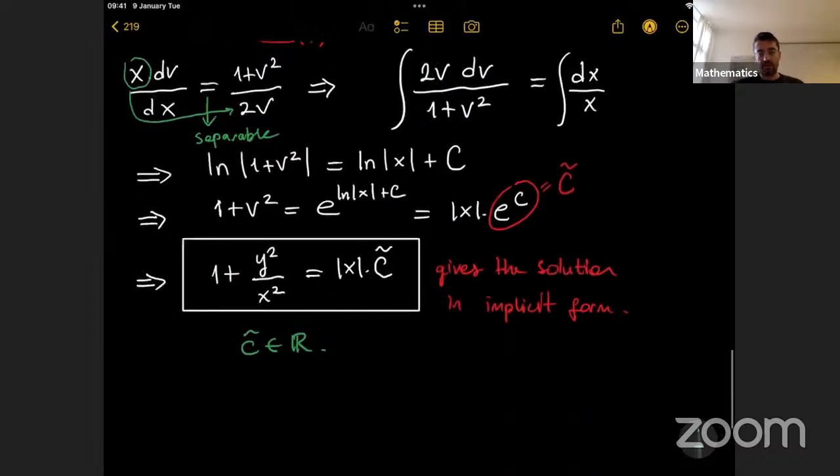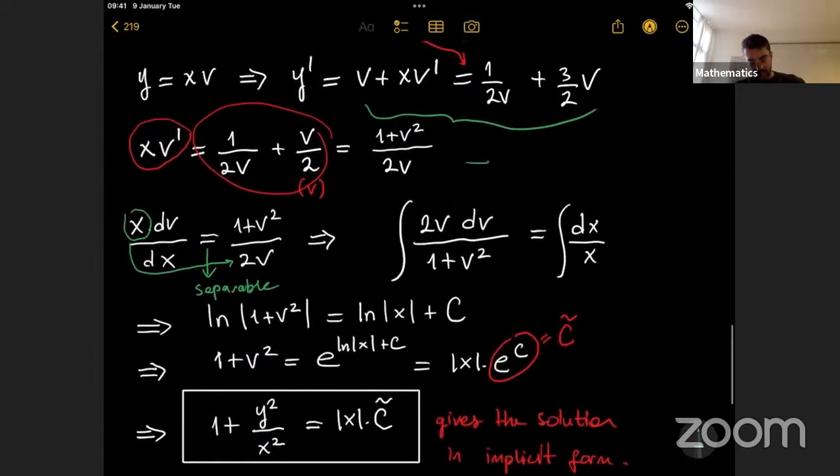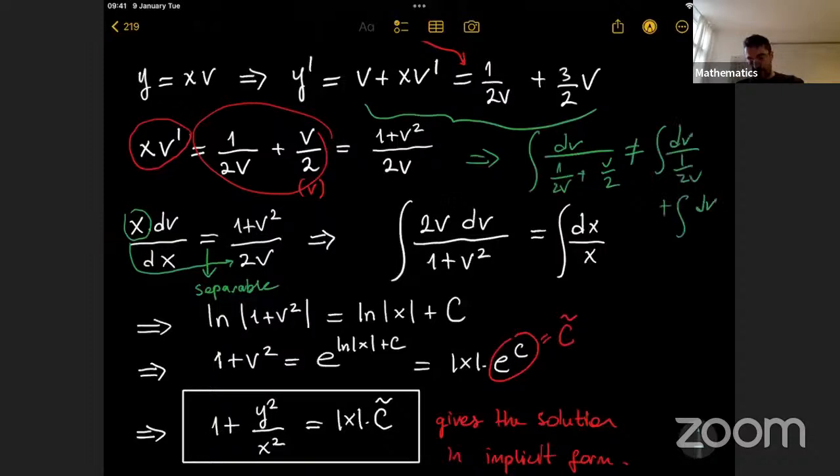Well, the thing is, when you write it like this, maybe I will explain here. When you say dv over 1 over 2v plus v over 2, how do you integrate this? You cannot separate the integral here, okay? Because this is not like a plus b, it's like 1 over a plus b, okay? So this is not the same as dv over 1 over 2v plus dv over v over 2. They are not the same, right? Maybe you did this wrong. Okay. All right. Any other question?